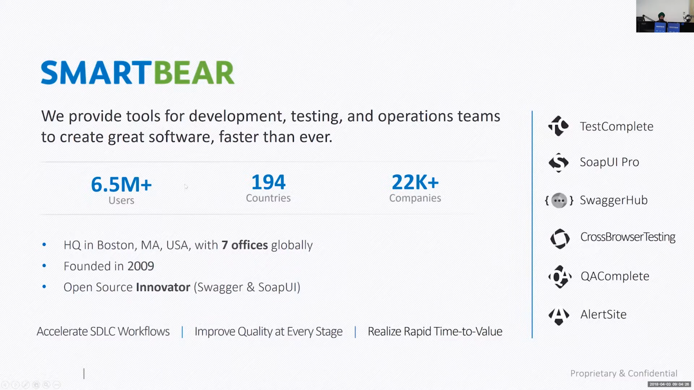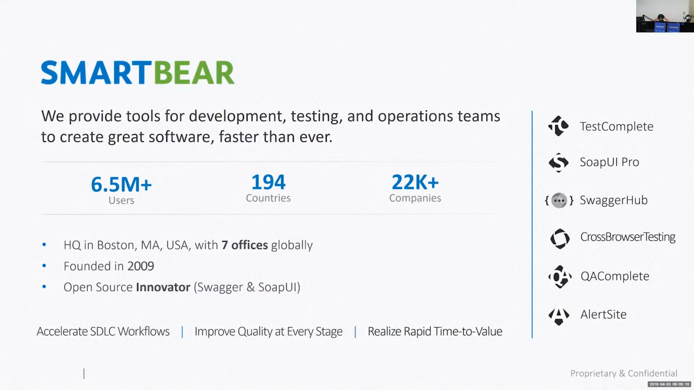So before we get started, I just wanted to give a quick overview of SmartBear as a whole. Some of you might own more of our products, some of you might have just picked up QAComplete. So just to get a feel for who we are, we have over 7 million users across almost 200 countries, and open source products including SoapUI and Swagger originated from SmartBear. We're headquartered in Boston, Mass, which is where Param and I sit, but we do have 7 offices globally. We just expanded to India and to Australia to accommodate those time zones as well. We were founded in 2009.